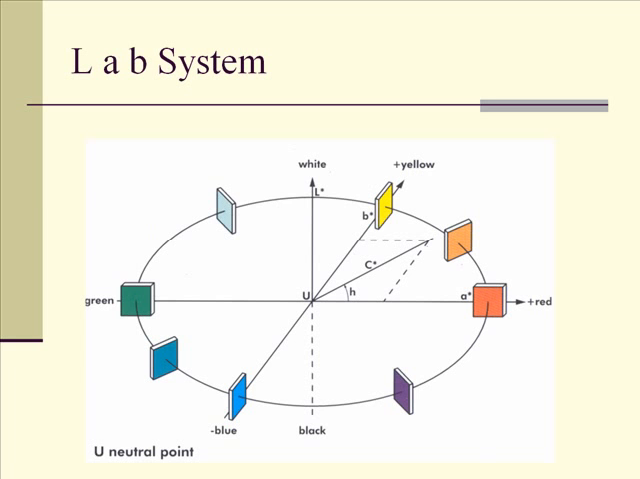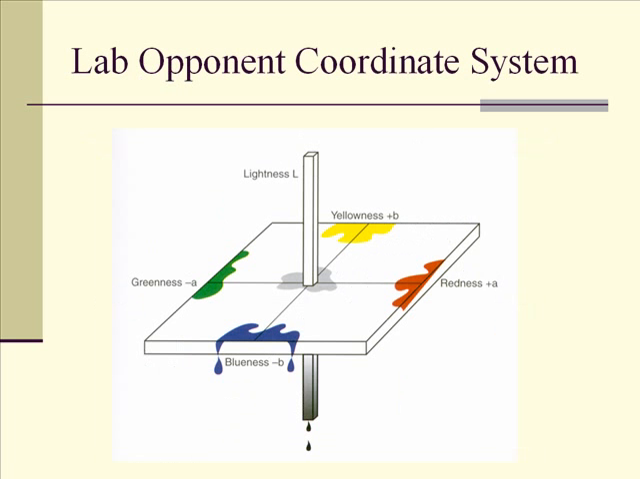Okay, here's another picture of an LAB. We call it an opponent coordinate system because we have two opposites. The A axis, the opposites are red and green. The B opposites are yellow and blue. And then we have the other opposites are light and dark, or white and black. So those are our three opposite coordinates in our system.